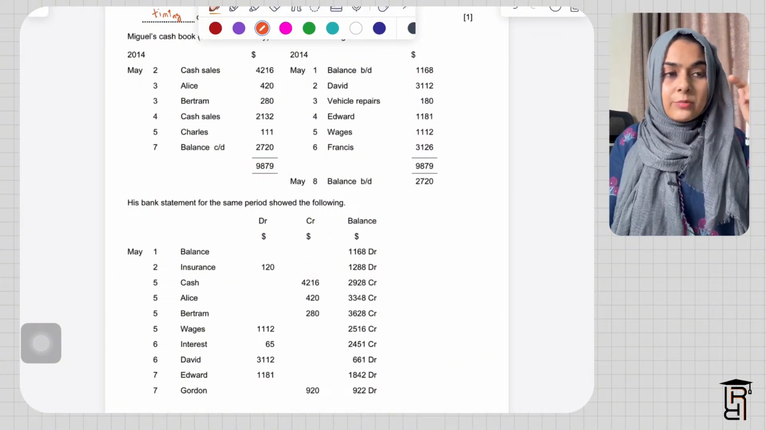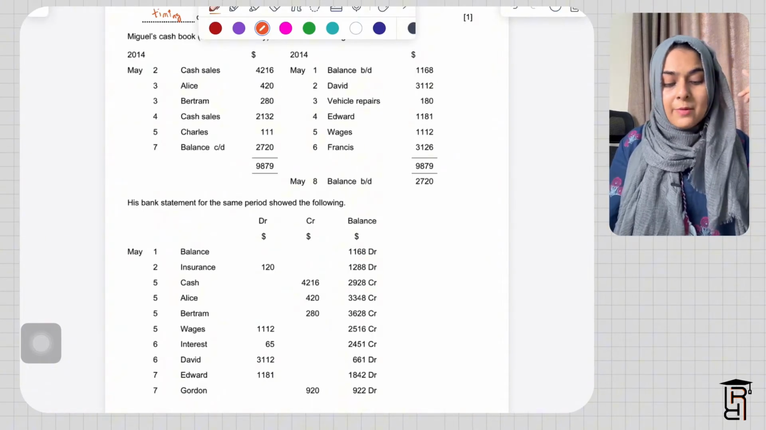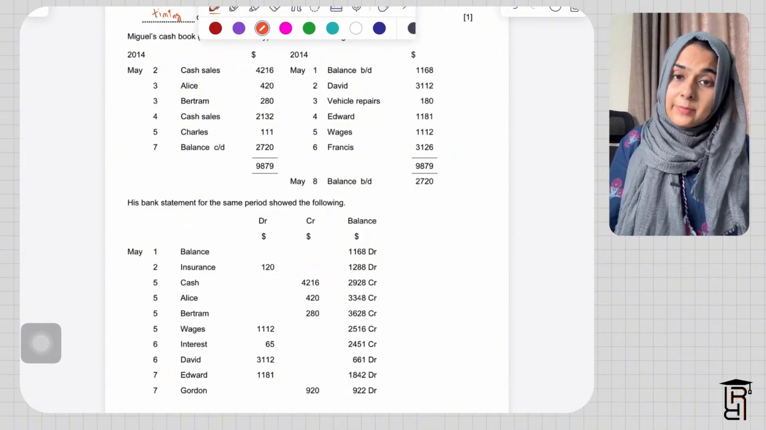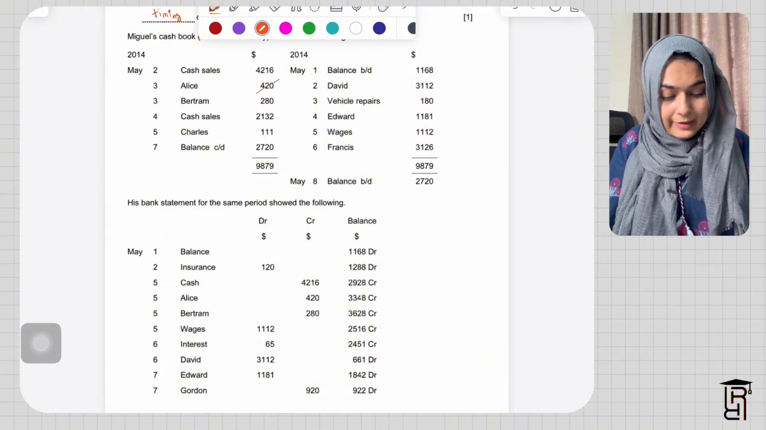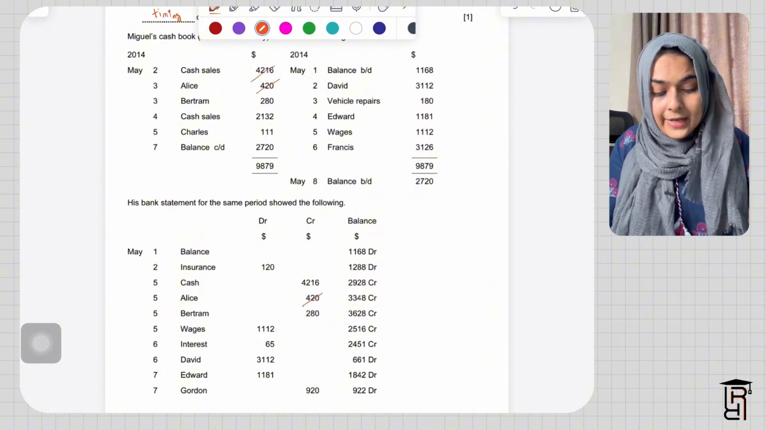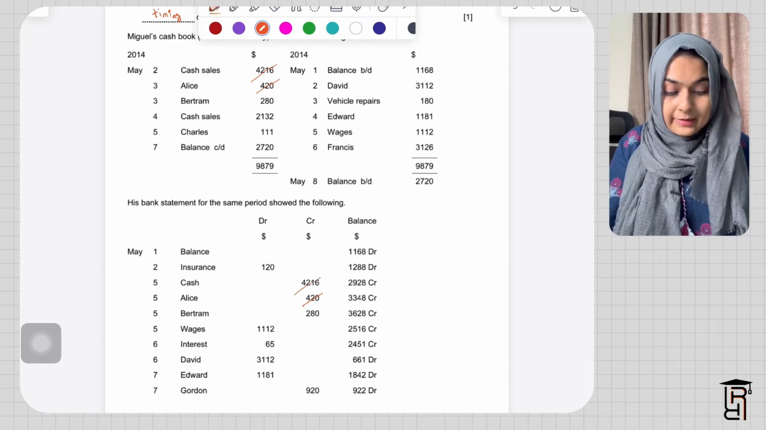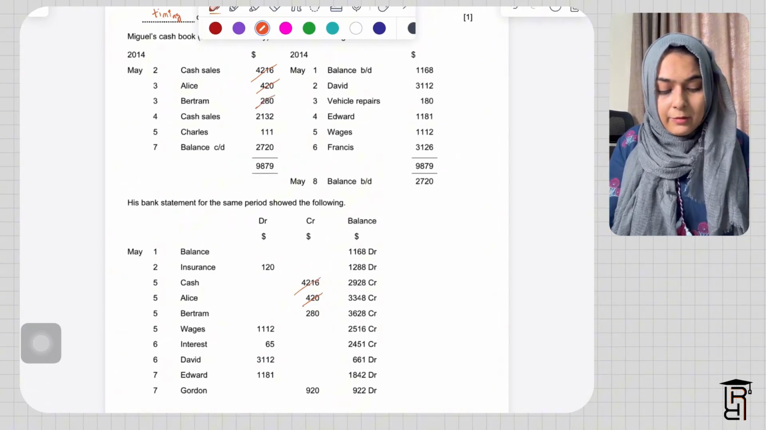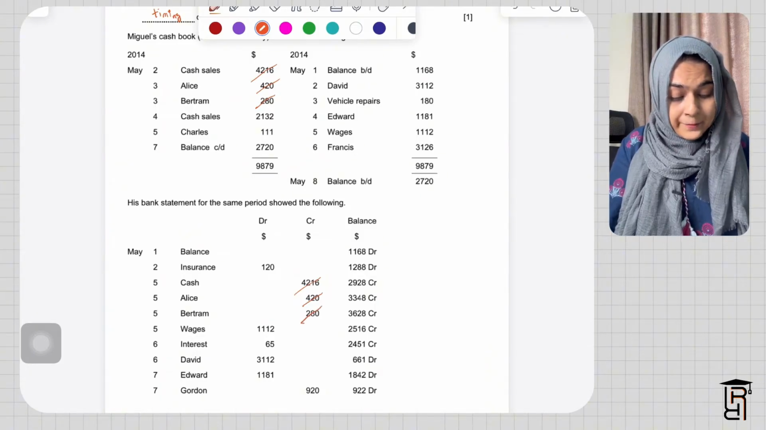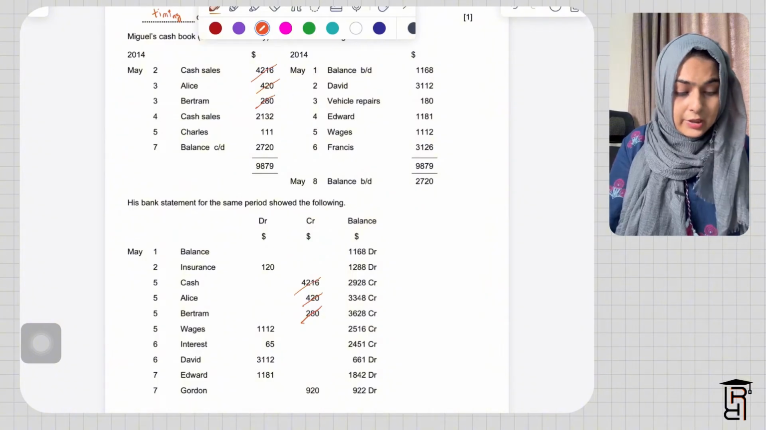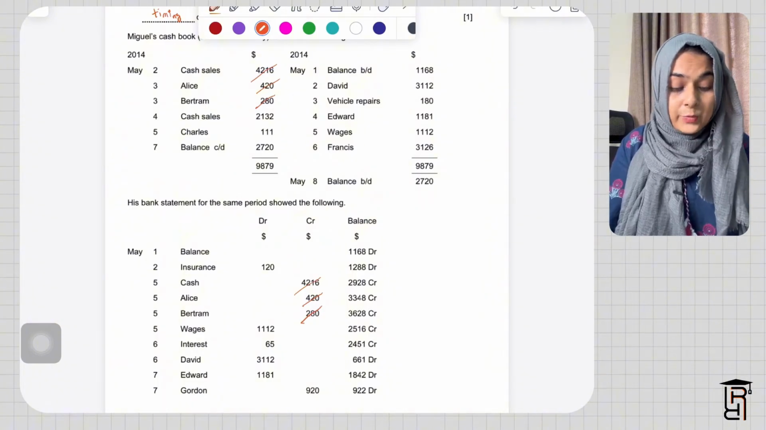Some things are there in both, so we don't need to account for those, but we need to account for things which are not in the cash book but are in the bank statement, for the updated cash book. Alice's check is there, so I will cancel that off. Cash sales 4216 is there on both sides. The money we have received from Bertram is on both sides, so I cancel this off. We have 1168 as a balance brought down, so that's an overdraft in the cash book.